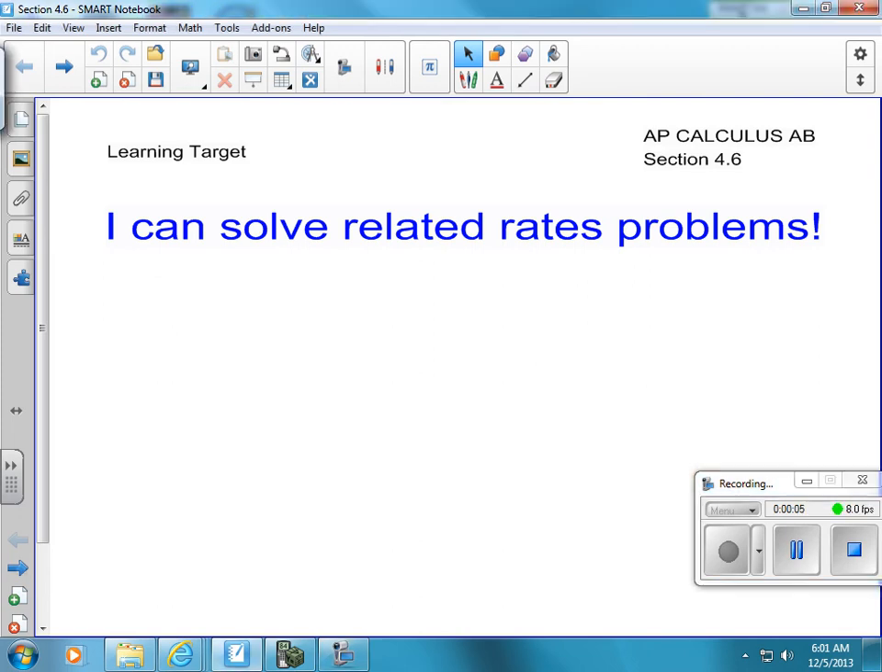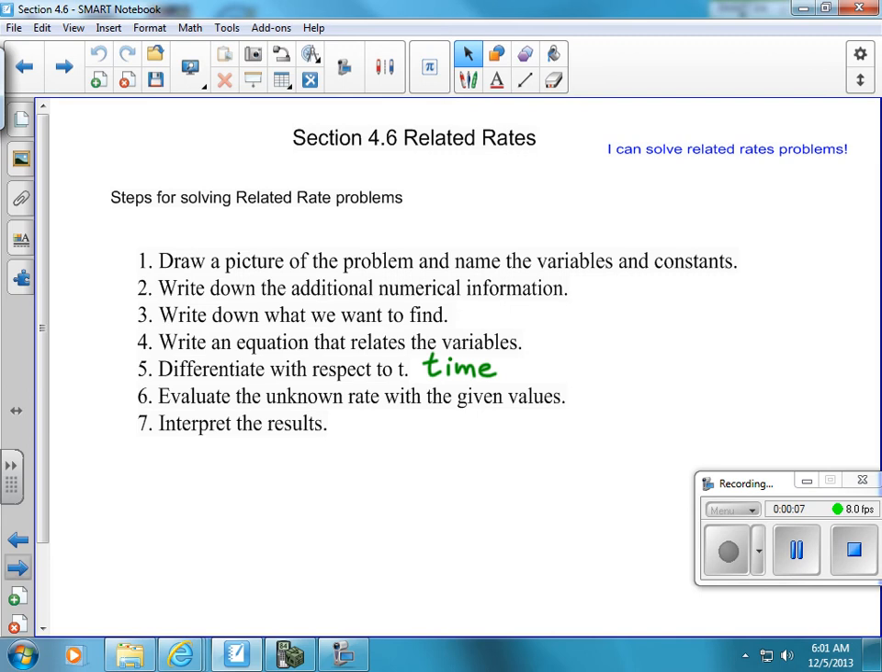We're going to be doing something called related rate problems. These are problems where your variables relate to time. All of them relate to time. So we'll take a derivative with dx/dt, dy/dt, dz/dt. Everything is related to time. All the variables change with respect to each other and time.